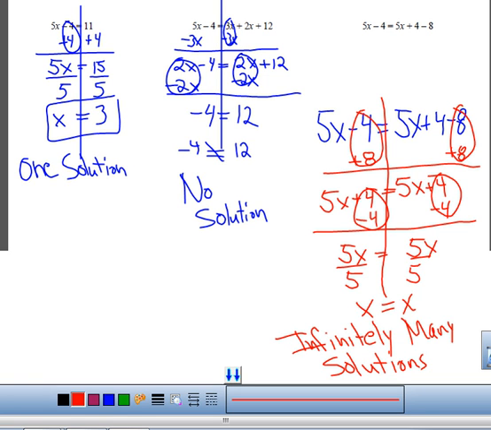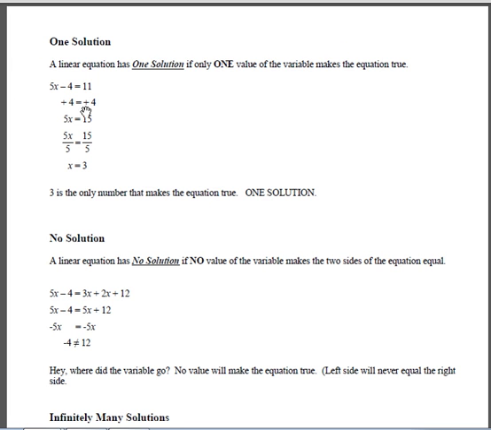Whenever you solve an equation, you're either going to get one solution, x equals this; no solution, where you have different numbers on either side; or you're going to get infinitely many solutions. Meaning, no matter what number you plug in, when you do the check, it will always be true. On the next page, page 47, you'll see this restated.